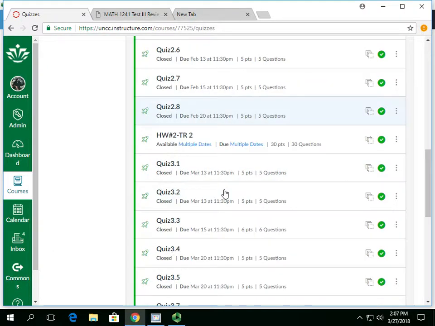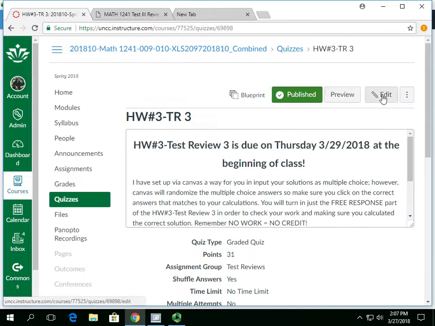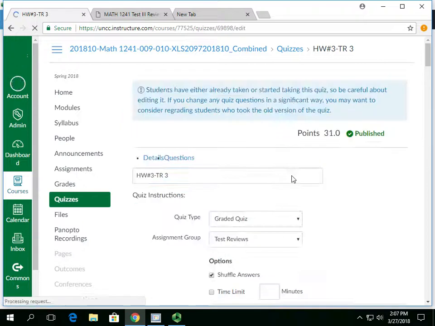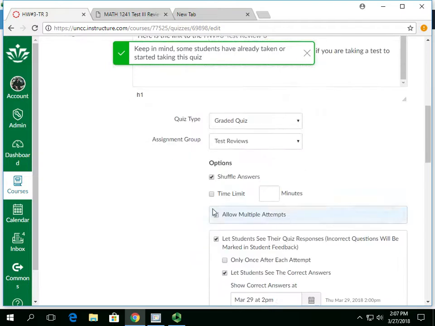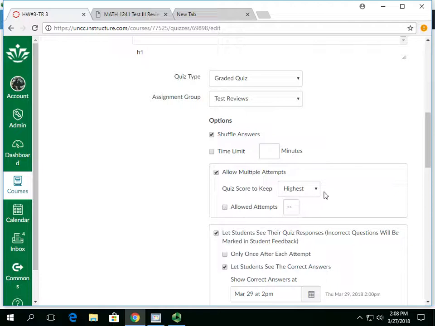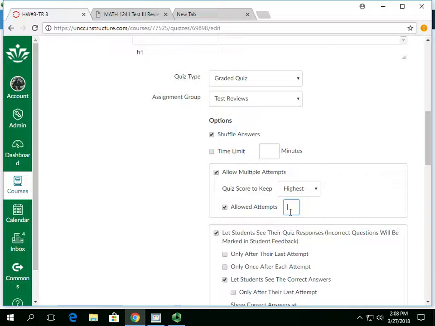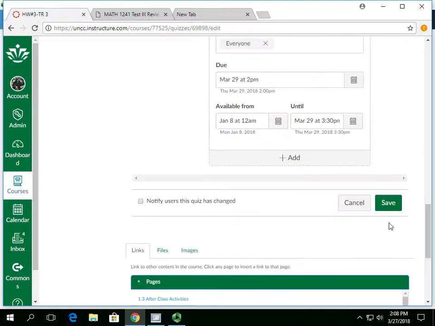All right, so let's see how I do this. Okay, I'm going to go edit. You're just going to see exactly how I do this stuff after I get this stuff coded. And let's see here. We're shuffling the answers. Time limit, no time limit. Allow multiple attempts. To keep the highest score. Allow attempts. 2 attempts. Okay? All right. And we will save.